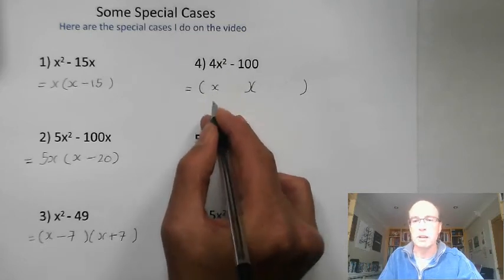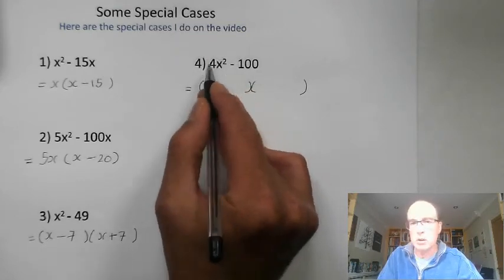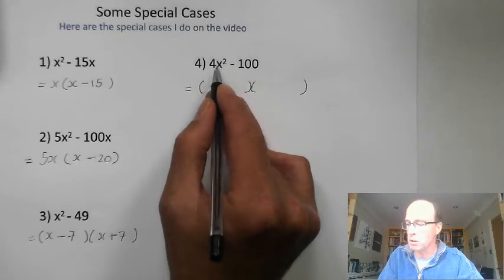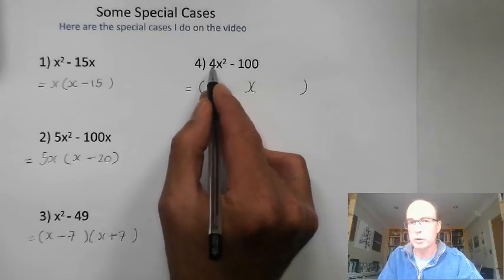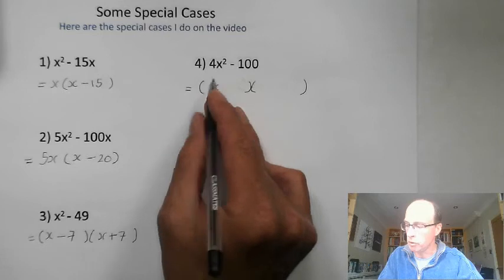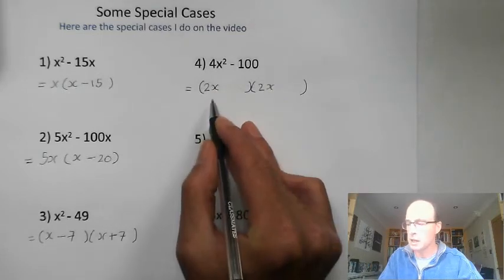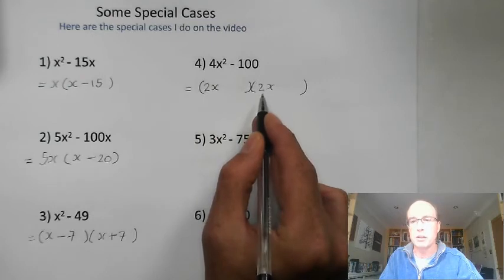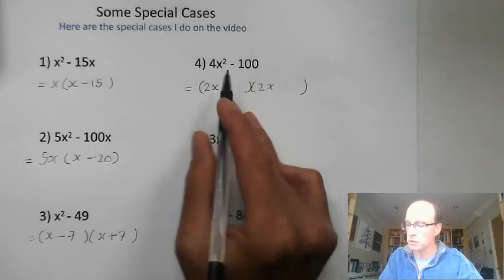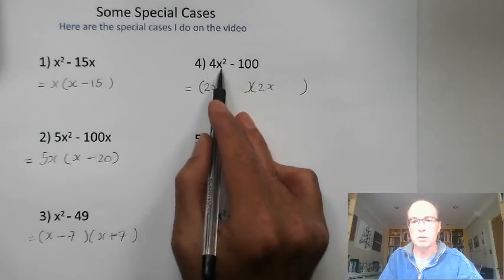Let's write that in. Whenever I take the square root of 4x squared, I need to remember to square root not just the x squared, but also the 4. So square root of 4 is 2. So we've got 2x, and that needs to go on the left hand side of both of those brackets. So 2x times 2x gives me my 4x squared.